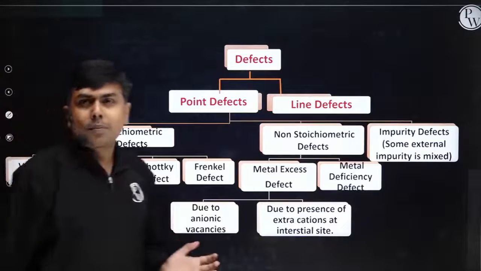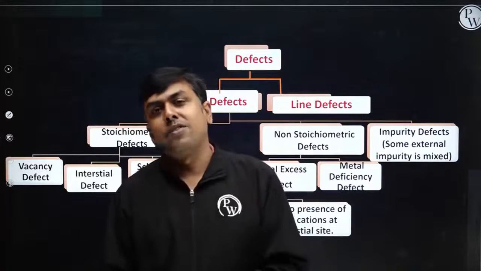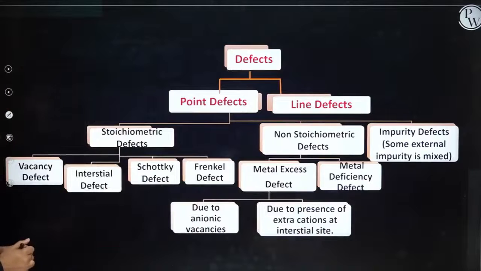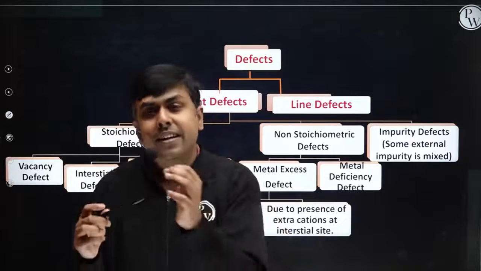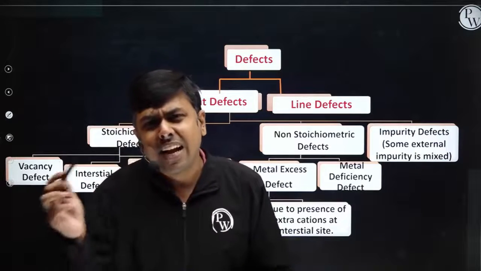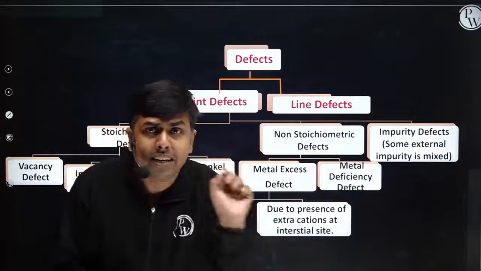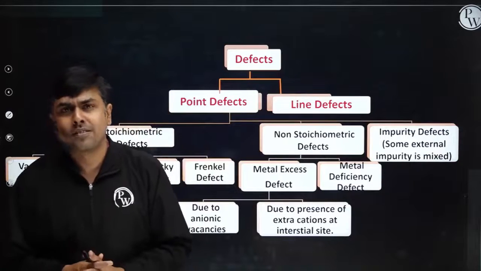Student, if I talk about the different types of defects which we observe in the crystalline solids, it can be written like this. Defects. It's classified first into point defect and line defect. This line defect is rarely observed. Mainly we observe defects at certain lattice points. So the major defect is mainly of point defects.